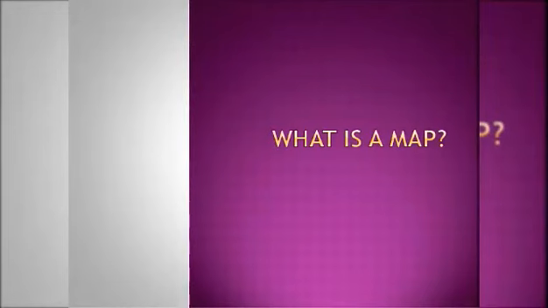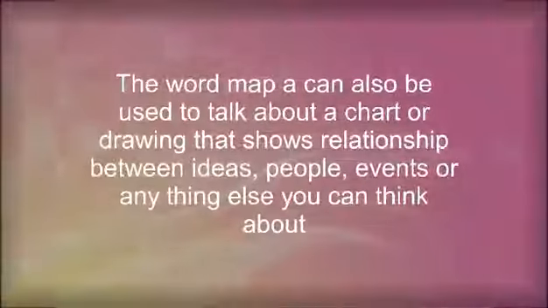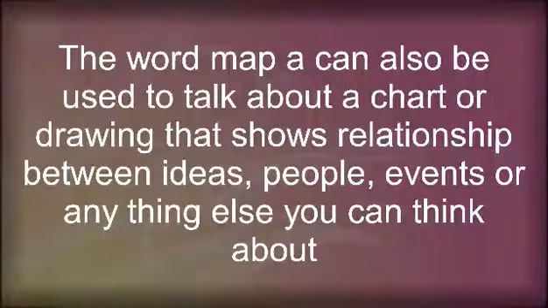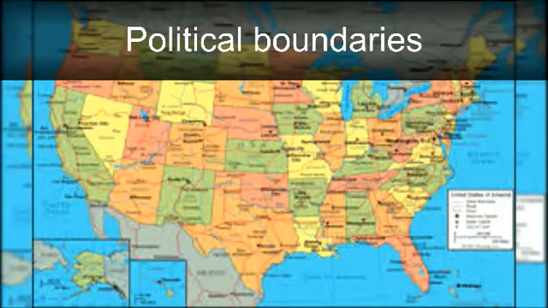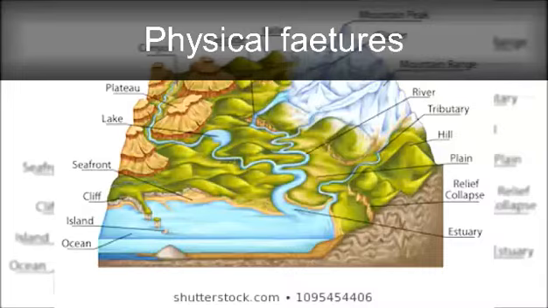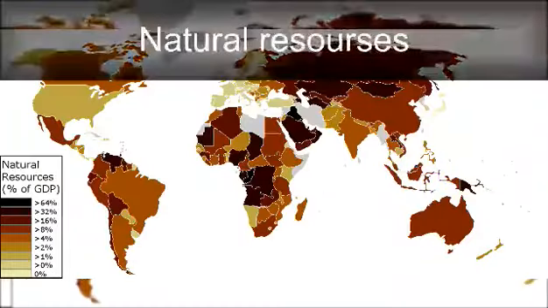What is a map? Dear students, a map is an image of an area, usually of the earth or part of the earth. The word map can also be used to talk about a chart or drawing that shows relationships between ideas, people, events, or anything else you can think about. Maps attempt to represent various things like political boundaries, physical features, roads, topography, population, natural resources, and cultural activities.